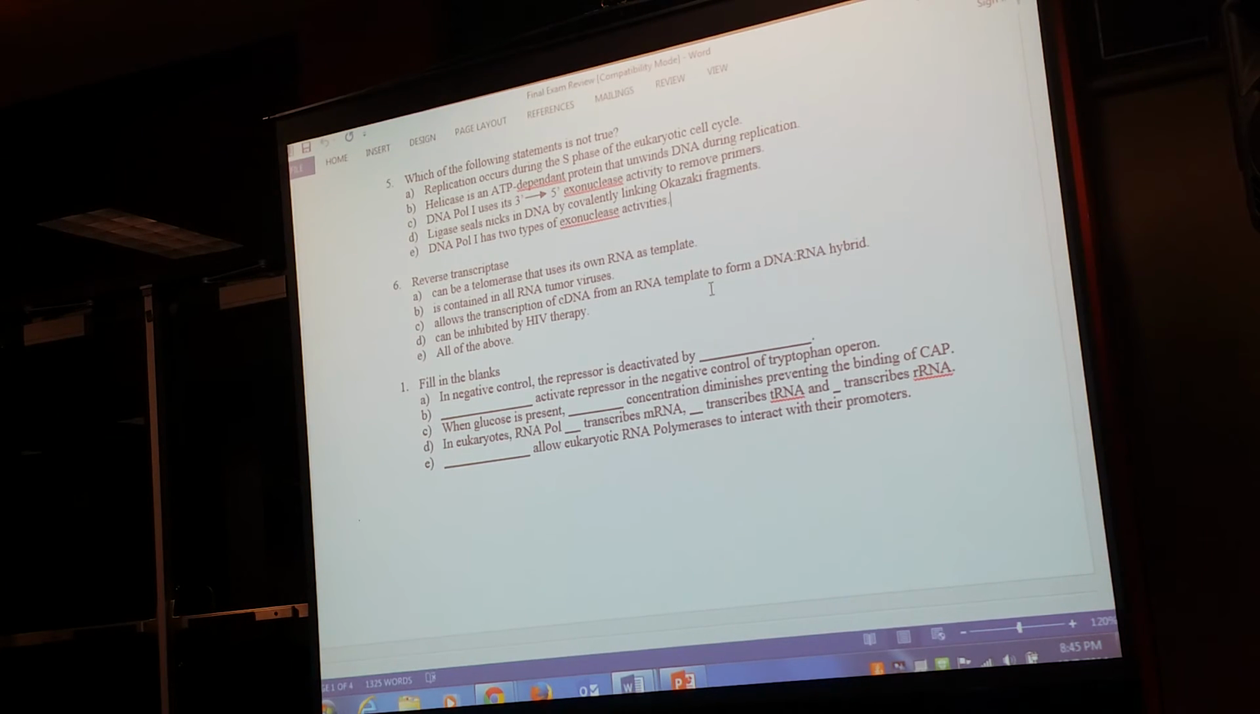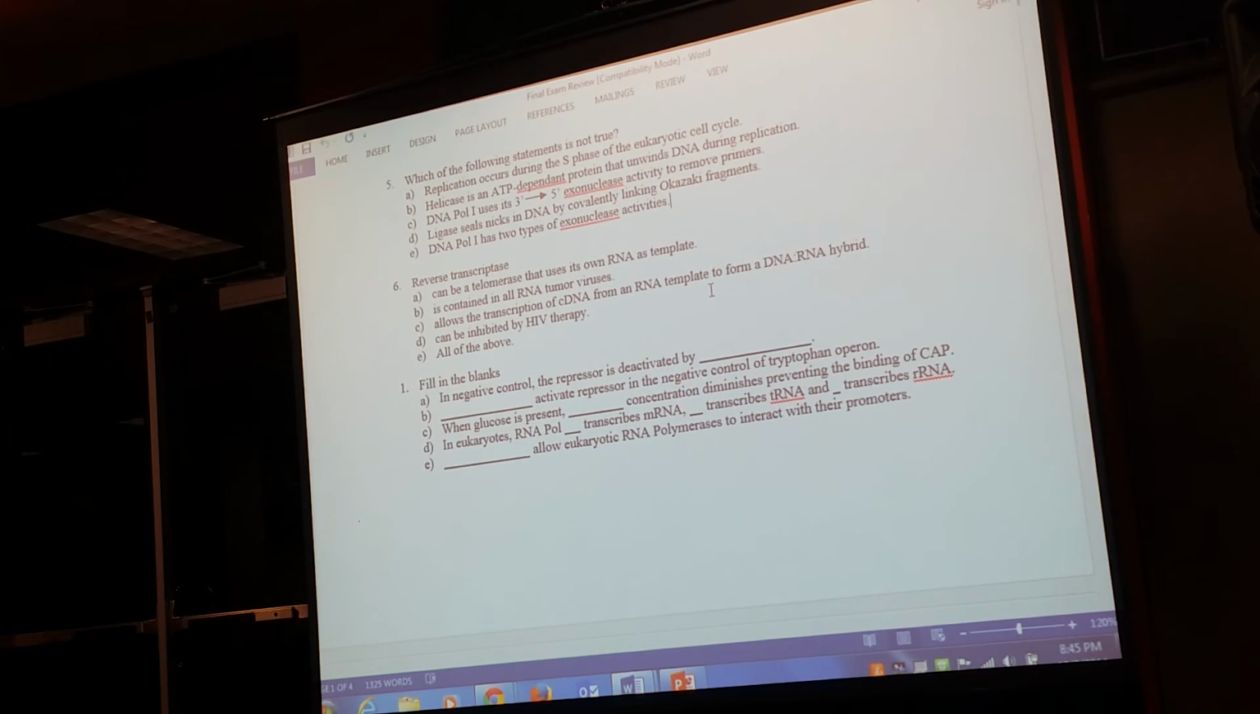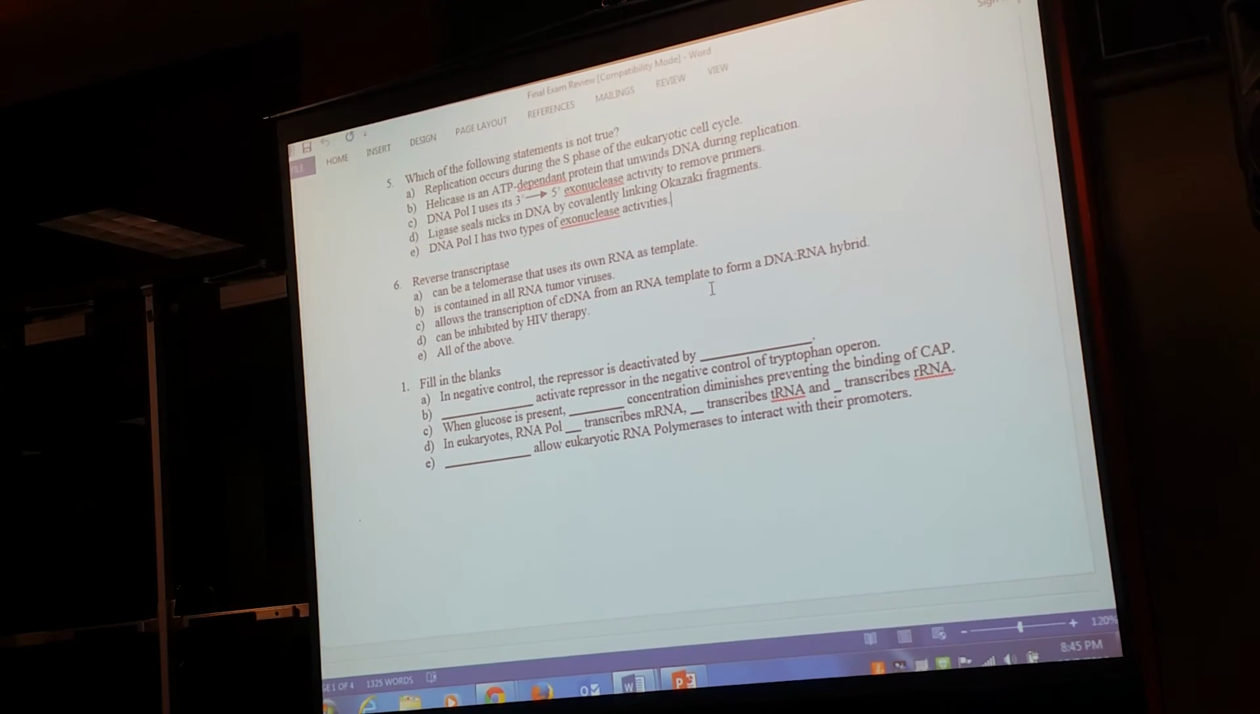So skip B. When glucose is present, blank concentration diminishes, preventing the binding of CAP. Remember that the answer is cAMP. Remember that CAP does not want glucose. CAP wants a low glucose concentration because if it has a high glucose concentration or any amount of glucose present, the cyclic AMP concentration will decrease, preventing the binding of the inducer for the CAP protein.